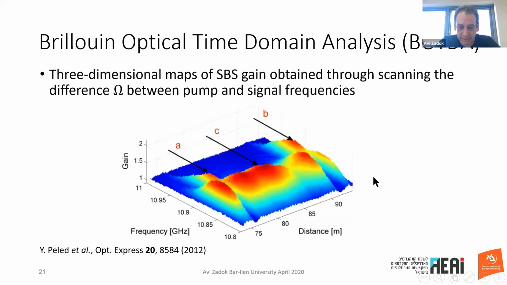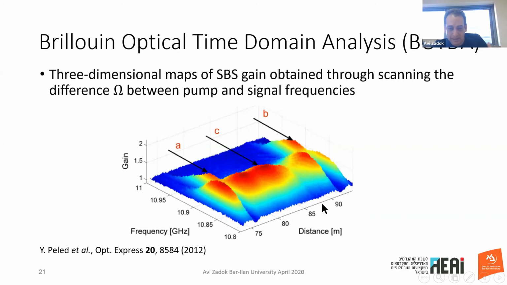And this map is taken from a paper by the group of Professor Moshe Tur in Tel Aviv University. Moshe was my master's advisor in the 90s, but continues to be my mentor for life for many things in academia and beyond academia. And what you see here is a map of Brillouin gain in colors as a function of position. This is position in meters, and this is frequencies.